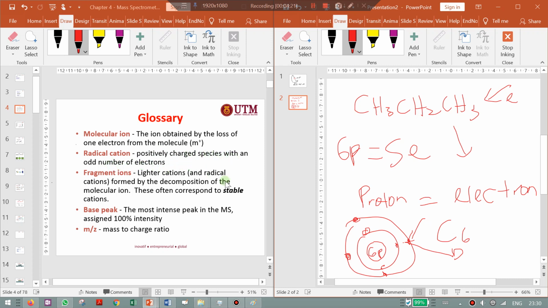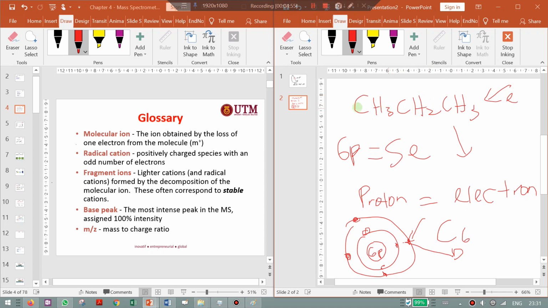We agree that in a molecule the number of electrons should be even. The number of electrons inside a molecule should be even. Sepatutnya genap lah the number of electron dalam satu molecule tu.